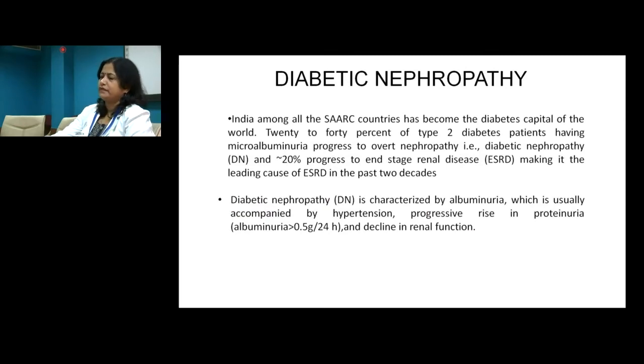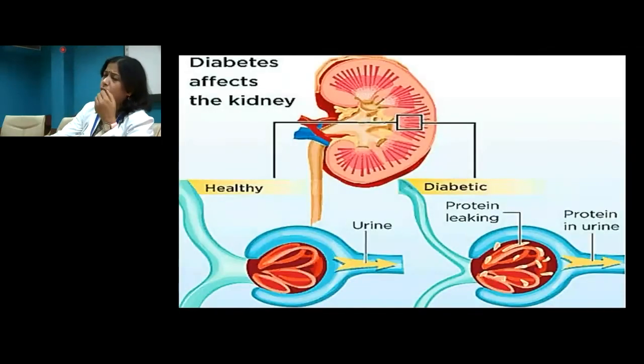20 to 40% of type 2 diabetes patients having microalbuminuria progress to overt nephropathy, that is diabetic nephropathy, and equal to or more than 20% progress to ESRD, making it the leading cause of ESRD in the past 2 decades. So diabetic nephropathy is characterized by albuminuria, which is usually accompanied by hypertension, progressive rise in proteinuria, and decline in renal function. This is how diabetes affects the kidney.